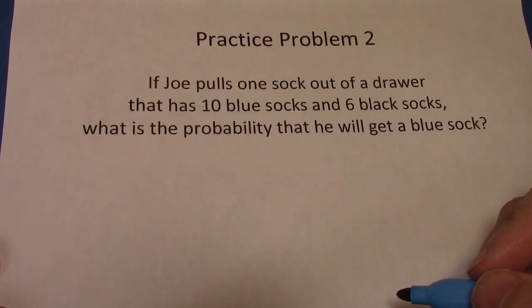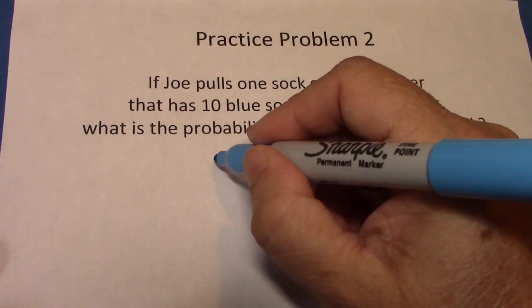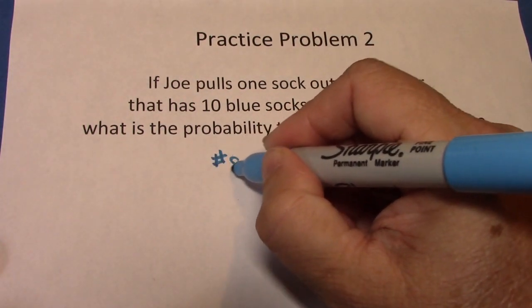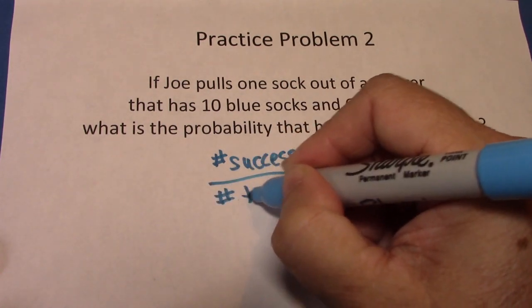Problem number 2. If Joe pulls one sock out of a drawer that has 10 blue socks and 6 black socks, what is the probability that he will get a blue sock? Okay, just one event, pulling one sock out of the drawer. So again, our formula is number of successes out of the number of total possibilities.